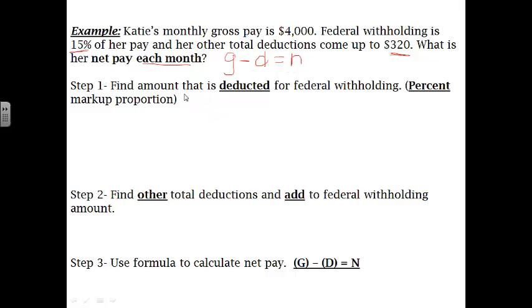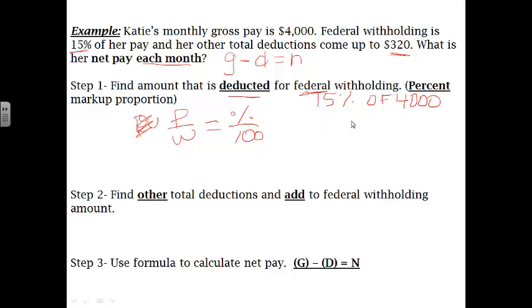But first we have to find out the amount that is deducted from federal withholding. This is a percent markup proportion. Go ahead and write on the side: part over whole equals percent over 100. So what is my whole here? Now we're not focusing on 320 right now at all. We're focusing on what is 15% of 4,000, so we can figure out how much we pay in federal withholding and then add it to 320.